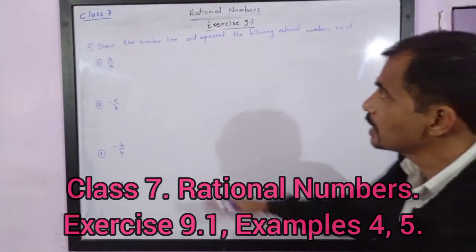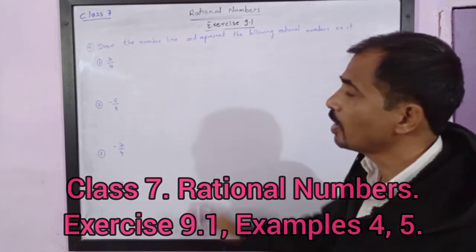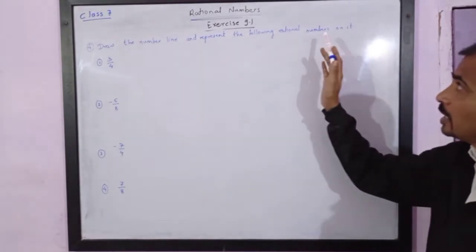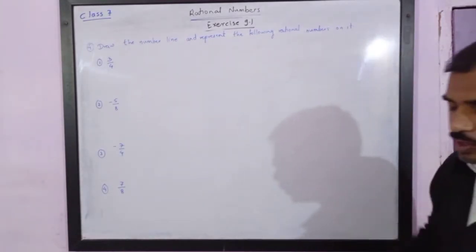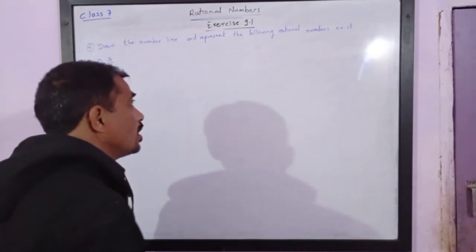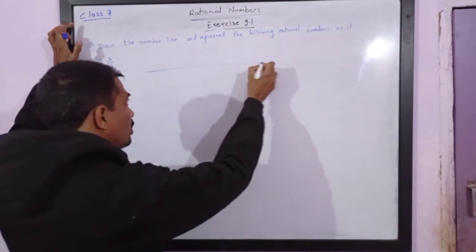Dear friends, in class 7 we are studying 9th lesson rational numbers, and in exercise 9.1 we have 4th question. Draw the number line and represent the following rational numbers on it. First is 3 upon 4. So how to represent this on number line? Let us see. For this we need to draw a number line.